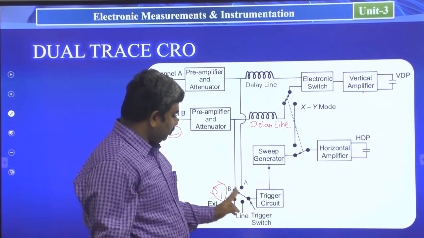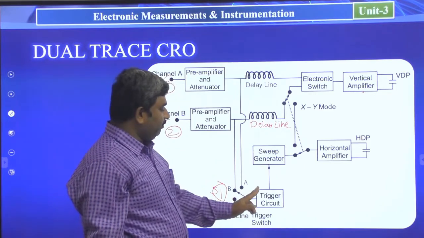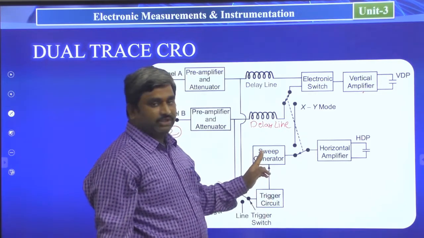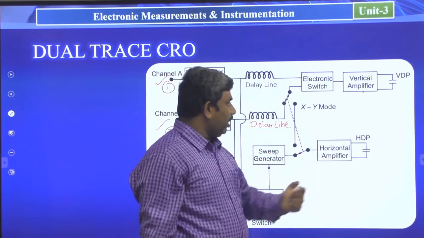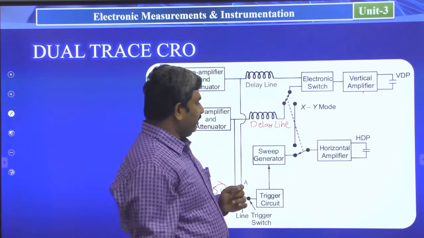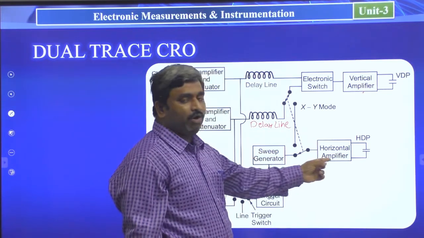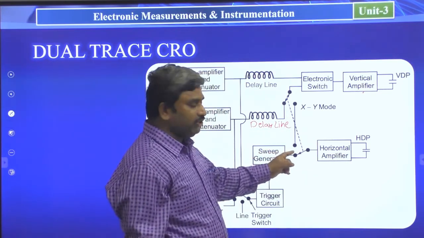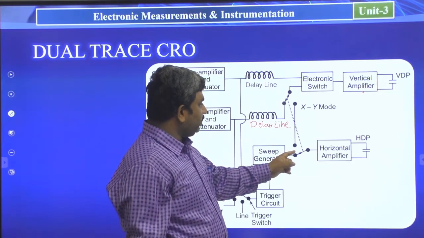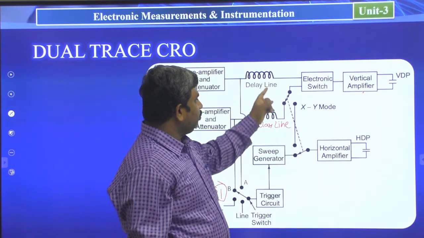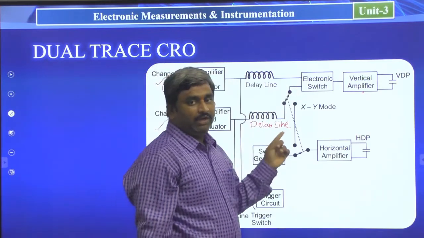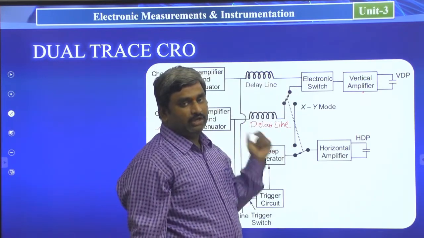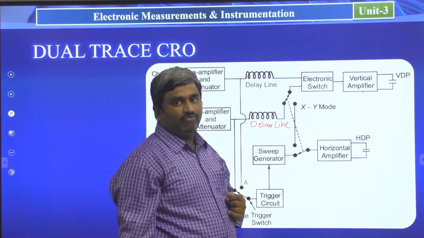So this trigger switch connects either channel A or channel B information to the sweep generator circuit, and this output is connected to the horizontal amplifier. For the sweep generator to horizontal amplifier, we have a special switch. This switch is connected to the electronic switch, where it will be connected to either channel A information or channel B information.